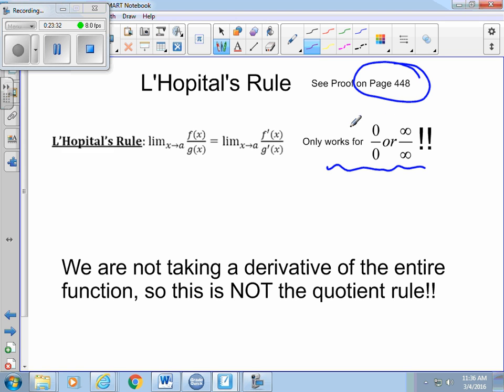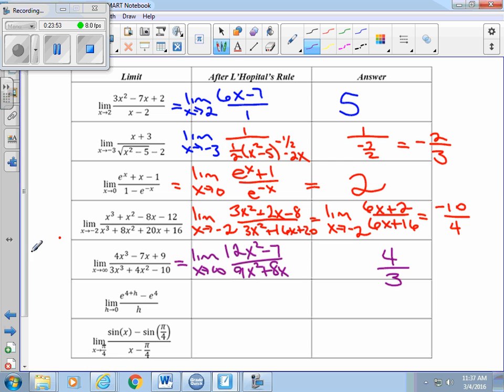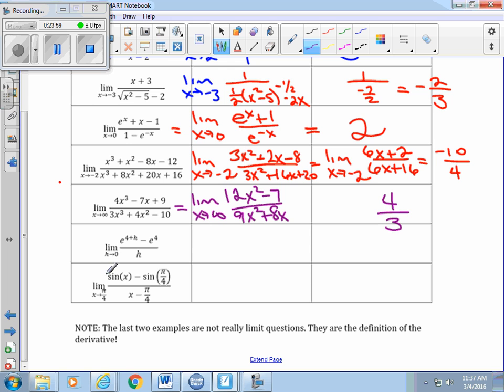L'Hopital's rule says that if you have a 0 over 0 or infinity over infinity limit, the limit as x approaches a of the function, we can make that limit easier sometimes by taking the derivative of the top and bottom. It's not a real derivative. It's not a derivative of the whole function. It's a derivative of the top and a derivative of the bottom. Okay, I'm going to work this with L'Hopital's rule, but then I'm going to also show you another way to work these two problems that is even easier than L'Hopital's rule.